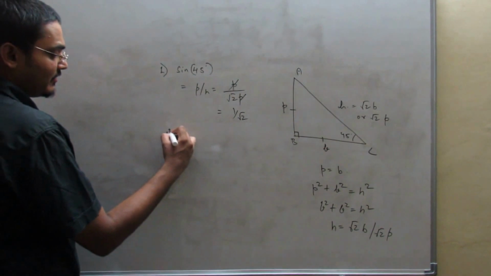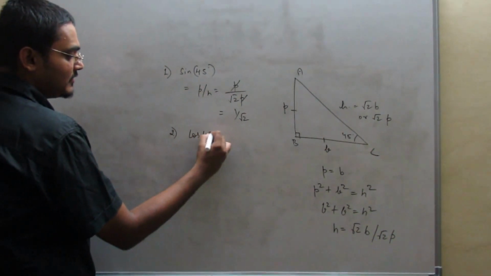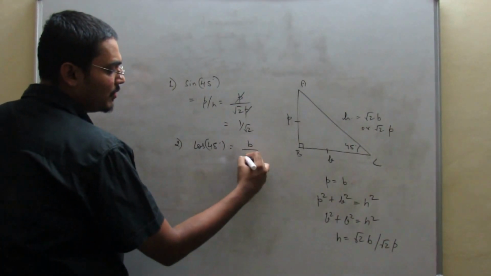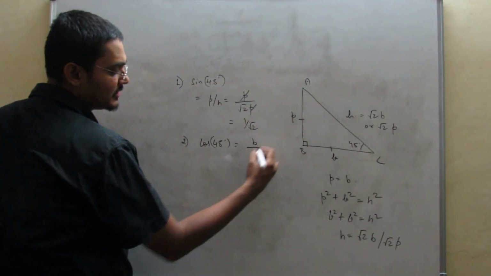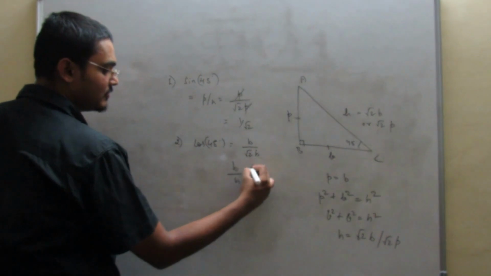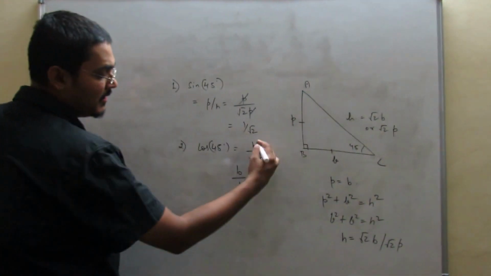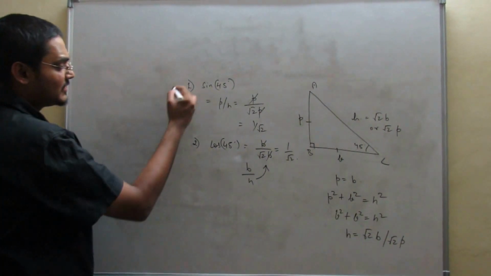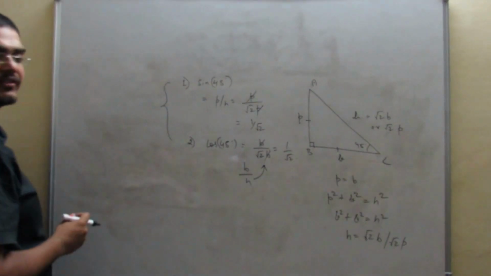If I talk about the second, which is cos of 45 degrees, what I'll get? B upon root 2b, because it's base upon hypotenuse. So that is b upon root 2b. B gets cancelled with b. It gets 1 upon root 2. You see that sin 45 is same as cos 45.